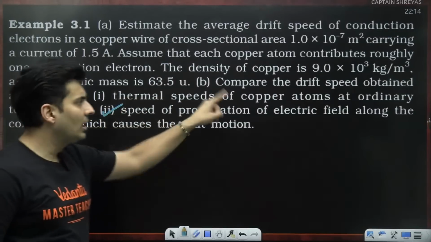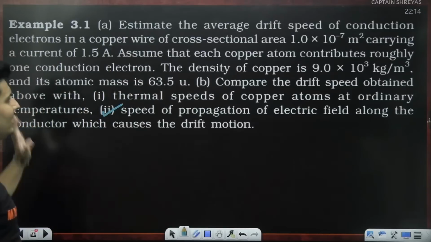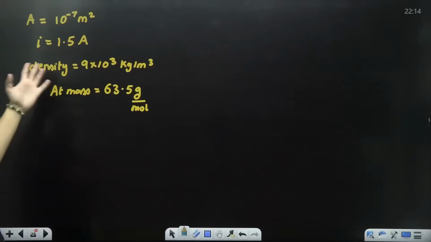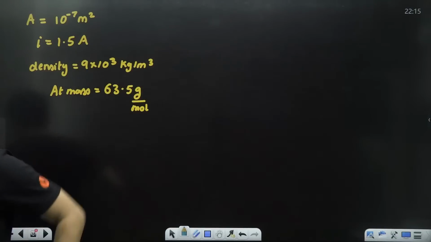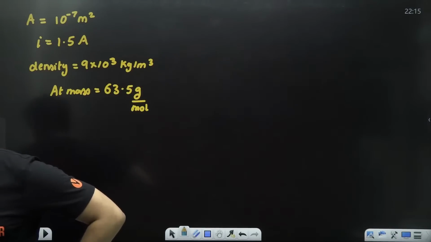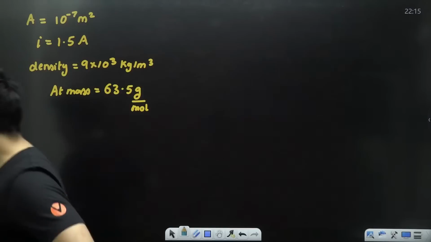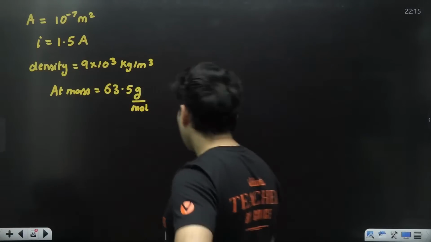Now let's go to the thermal speeds of the atoms versus the drift speed. For the drift speed, I think I will need all this information. How do I solve for the drift speed? Think about it. To find out the drift speed, what do I need? There is a beautiful equation actually.